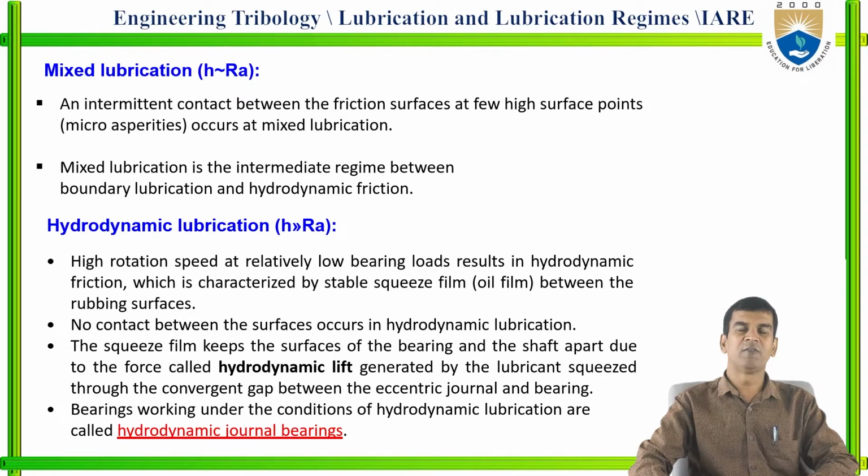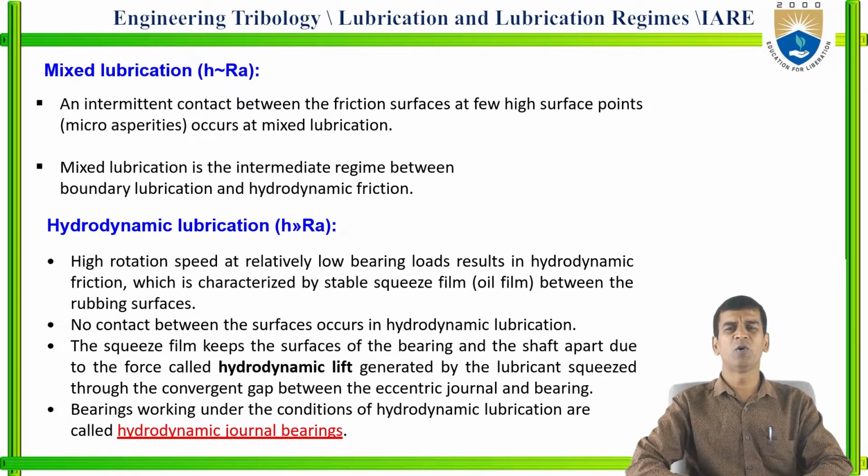Now we will see what happens in the mixed lubrication system. In mixed lubrication, contact between the friction surfaces occurs at high surface points. There is intermediate contact, meaning sometimes there is contact and sometimes less contact. That is, the oil film thickness is sometimes more and at some points lesser. Mixed lubrication is nothing but the intermediate between boundary lubrication and hydrodynamic lubrication.